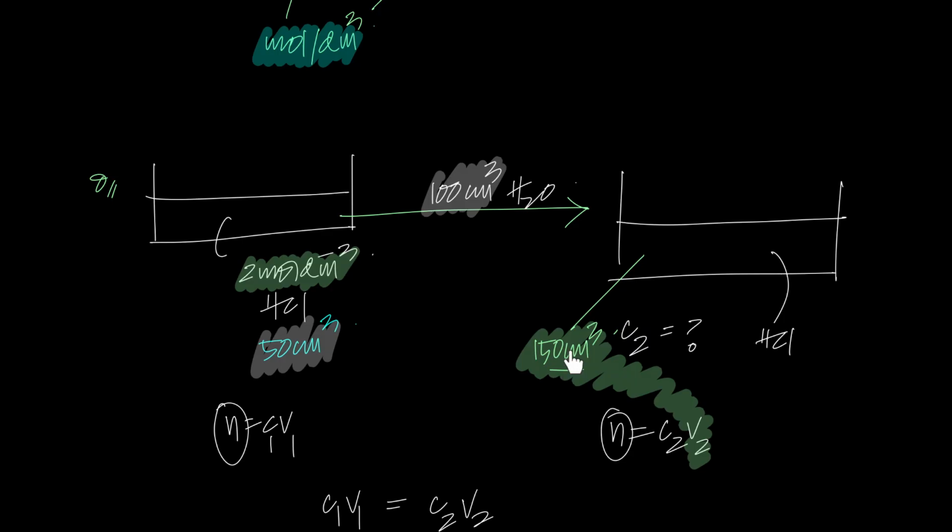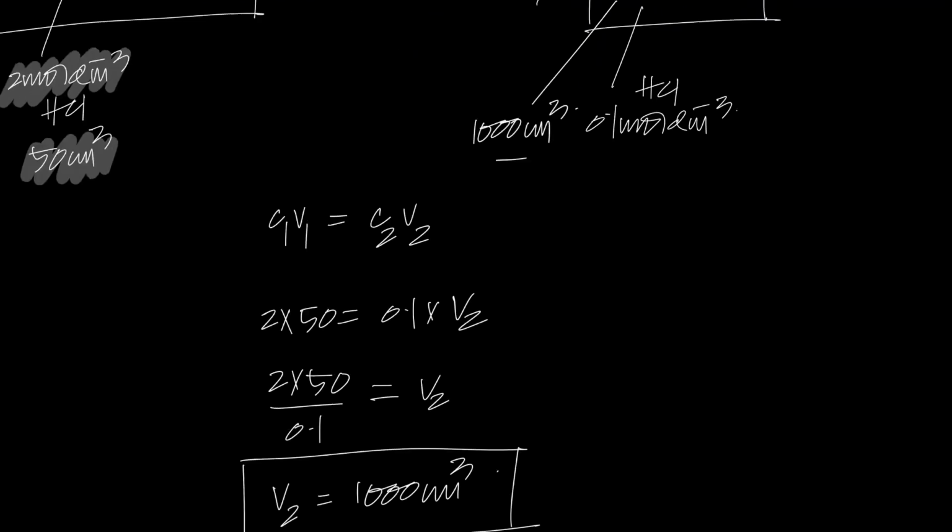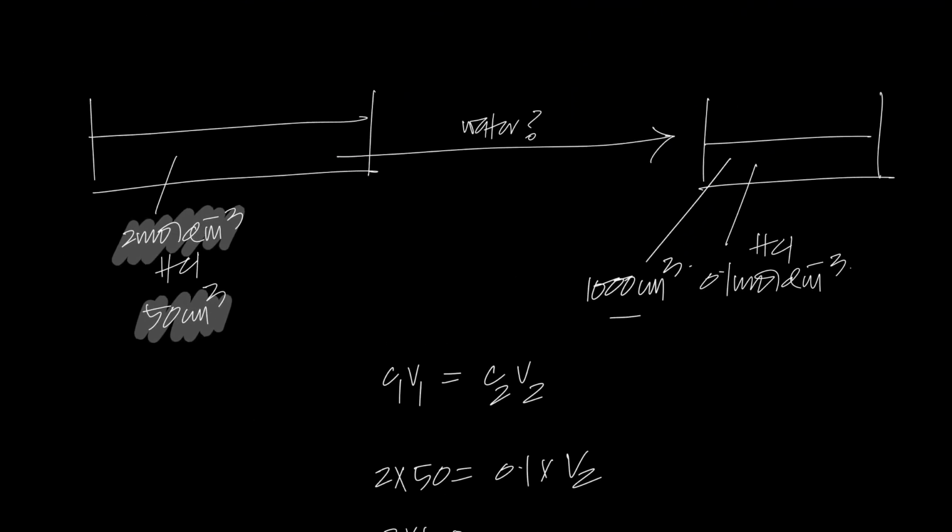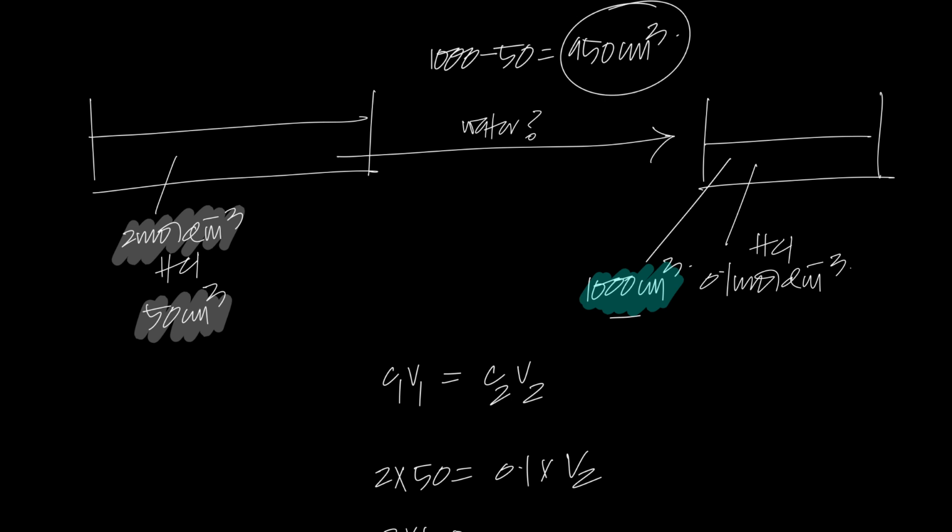How much water did I add? 150 minus 50, 100. So this 1000 is the final volume of this solution. But what was the initial volume? The initial was 50. Remember, initially you had 50 cm cube. Now finally you have 1000. So how much water did you actually add? It's 1000 minus 50. I added 950 cm cube of water to it. Because 950 plus 50 is 1000.